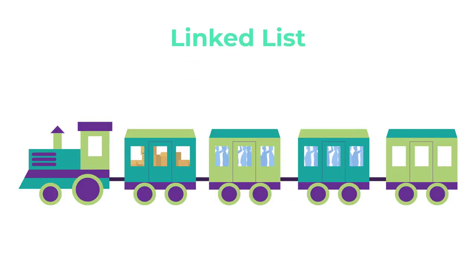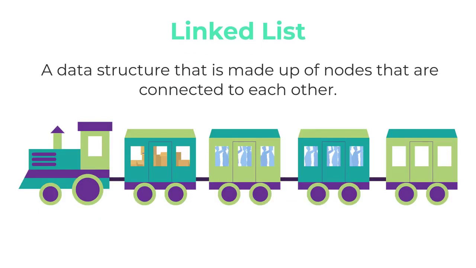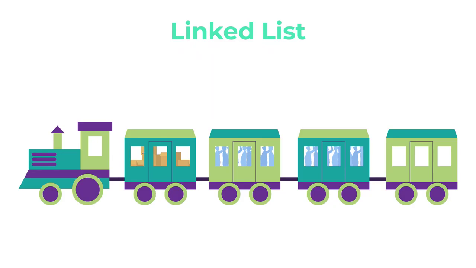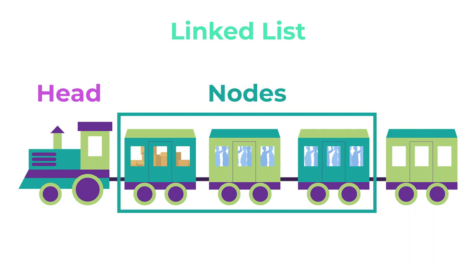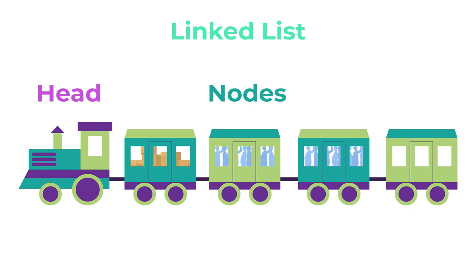By definition, a linked list is a data structure that is made up of nodes that are connected to each other. Each linked list starts with a head. In a train, you can imagine the engine room as the head of the linked list and the nodes as the train cars. Notice that each car contains different objects like boxes and people.